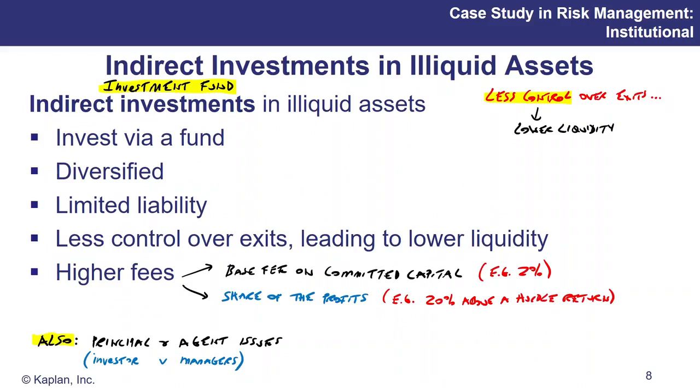Now, if you contrast a direct investment with an indirect investment, what we mean here is an investment via an investment fund, where you're one of many investors. Now, that can have a number of advantages. One of the main ones, I suppose, is that you're diversified across many projects, reducing the specific or idiosyncratic risks, which is good.